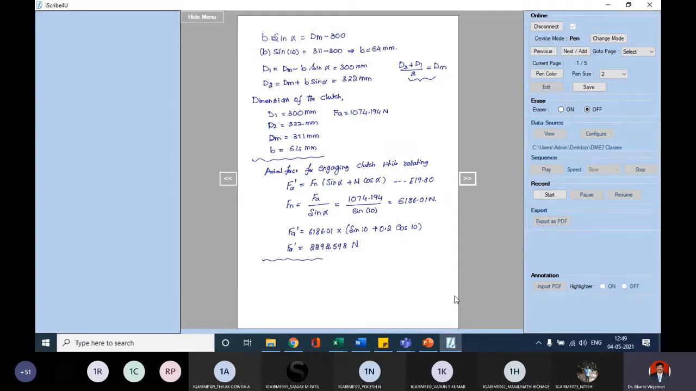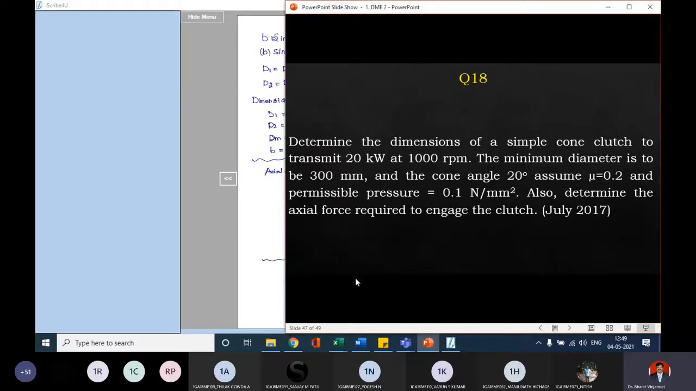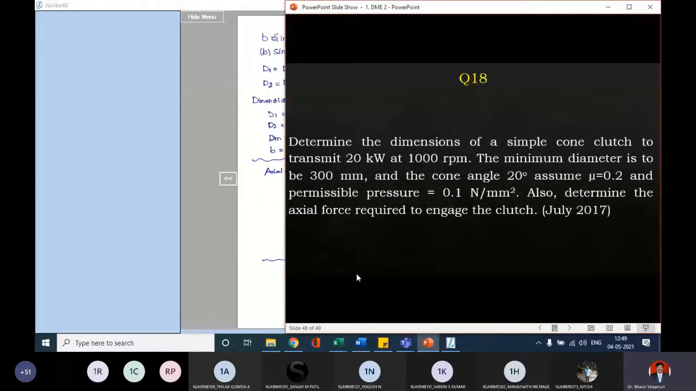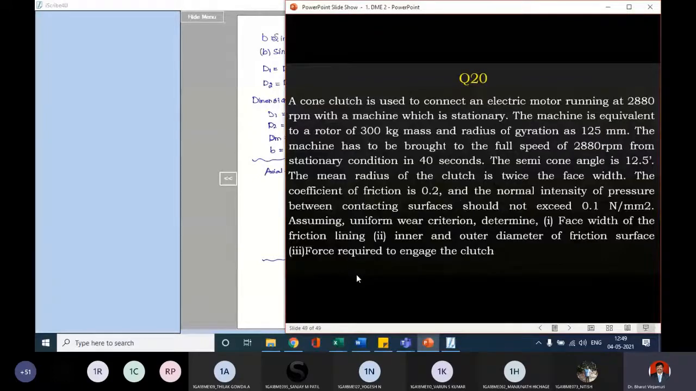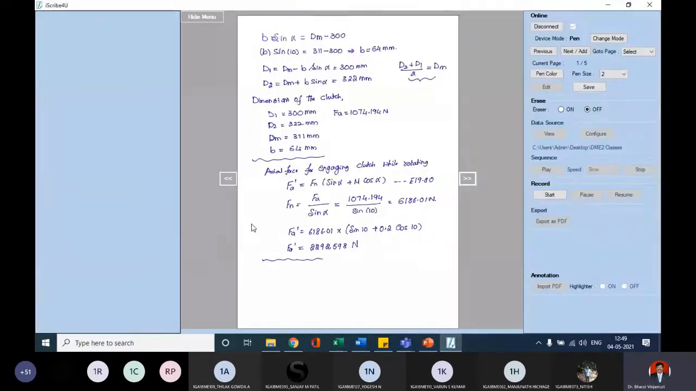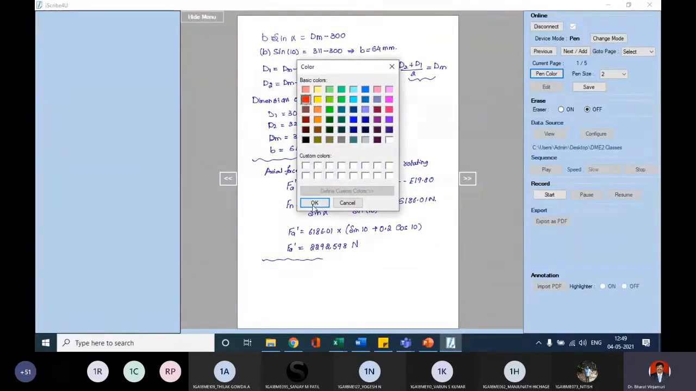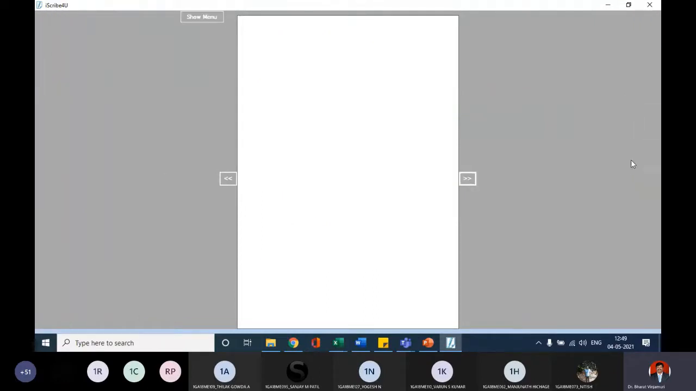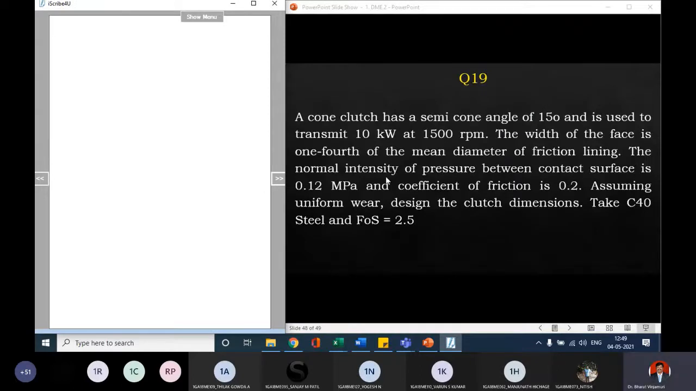So this is your question number 18, and let me solve this question number 19 quickly. And one more question I have kept for you, right? Good. So question number 19 you have here on a new page.